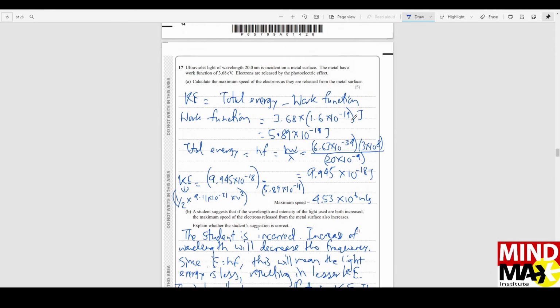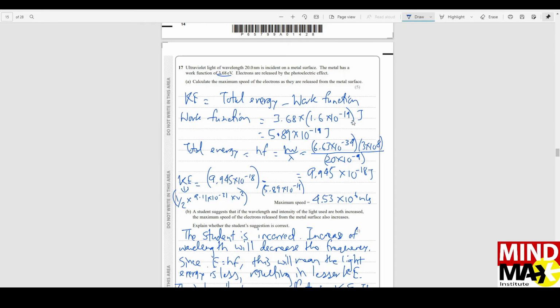Number 17. You have to find the maximum speed of the electrons as they are released from the metal surface. So this is a photoelectric effect question. To find the speed, you of course have to go for the kinetic energy. So the kinetic energy is what? The total energy minus the work function. The work function we can see from here, it's given in electron volts. You convert this to joules, and then the total energy is hf.